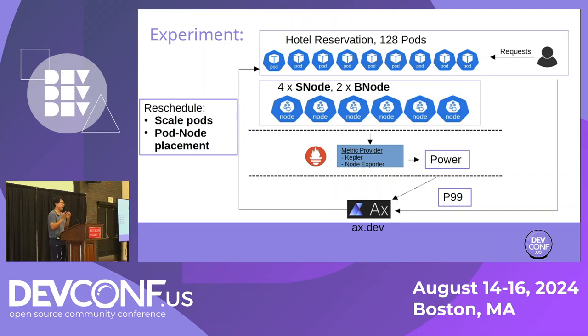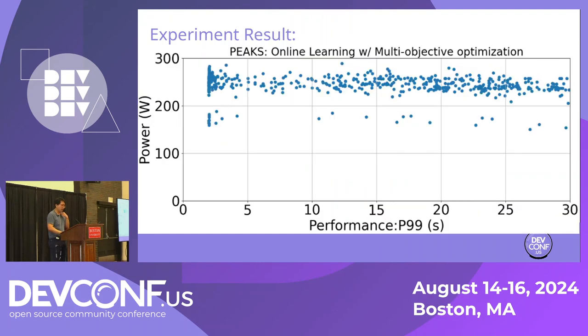Right. So this is our experimental setup, and the graph that I'm showing you here. Every single dot here is a single configuration that the learning agent found. And when I say configuration, I mean that for every single one of these pod types, there's a specific number of replicas that it picked, and for each of these replicas, what node it's going to be placing them at.